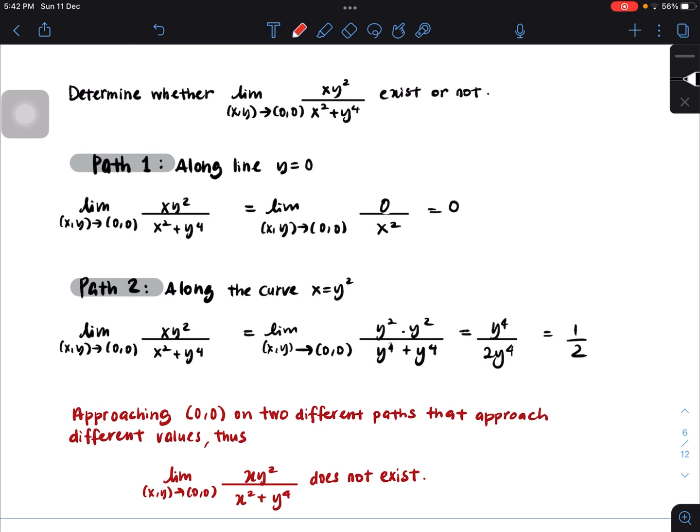Okay, this one is similar with the previous one. Okay, let's see. Determine whether the limit of the function xy square over x square plus y to the power of 4 exists or not.